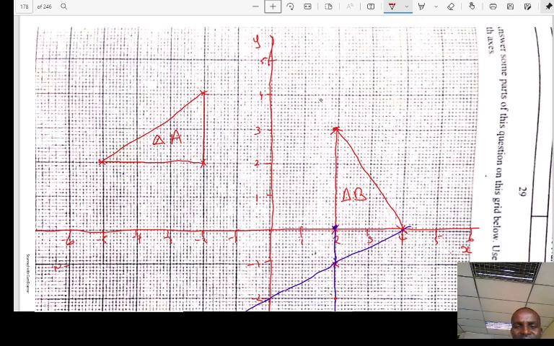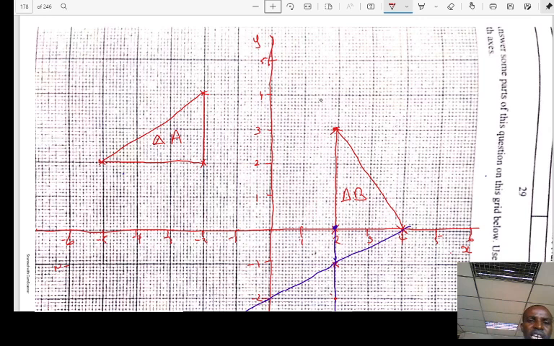Then you look at the position. Has it changed? Yes, it has changed. Then direction. If direction is the same, it's a translation. But in this case, direction has changed, so this is no longer a translation. It can be either reflection or rotation. If it's a reflection, the shapes must face each other. In this case they are not facing each other, so it's no longer a reflection, which means this is a rotation.